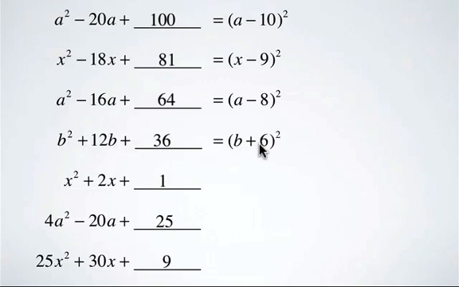Our next one is b plus 6 squared. The square root of b squared is b. We place it here. We take this sign, place it inside the brackets, and the square root of 36 is 6. So we get b plus 6 squared. Our next one will be x plus 1 squared. The x is the square root of the first term. The 1 is the square root of the third term, and the plus sign comes from the one before the second term.